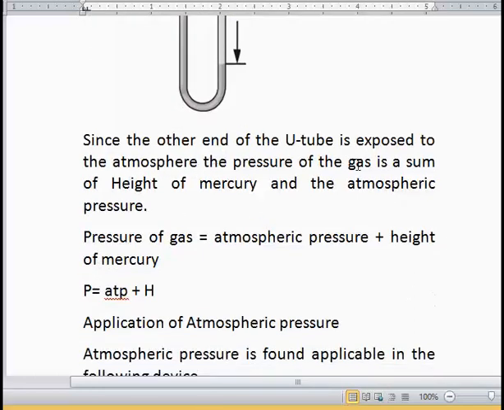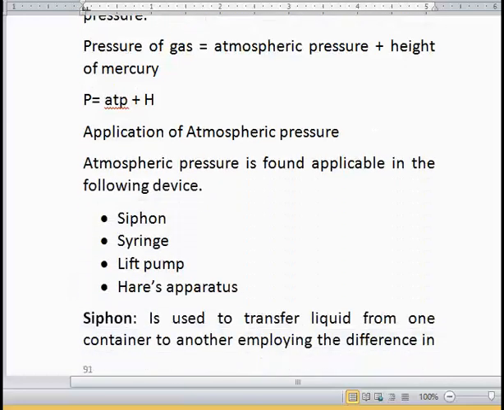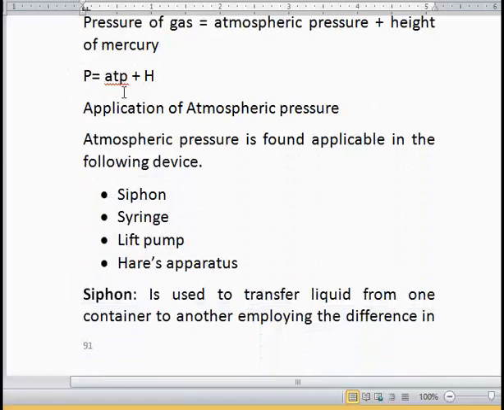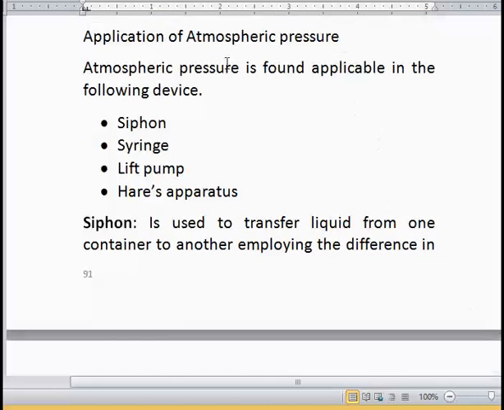Since the other end of the U-tube is exposed to the atmosphere, the pressure of the gas is the sum of the height of the mercury and the atmospheric pressure. So the formula I just gave you is here. So in a mercury manometer, to measure the pressure of the gas, you have to add the height difference of mercury between the two arms, and of course the atmospheric pressure acting in that particular area.